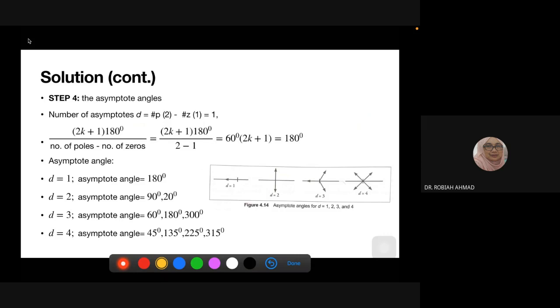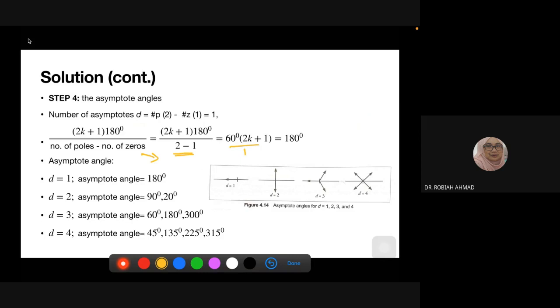Step 4 ini angle yang tadi ada yang bertanya. So kalau kita lihat di sini, we have 2 poles and then we have 1 zero. So our accepted angle is 180 degrees, satu sahaja. Okay, so nak tahu accepted angle ni, cuba tengok D. D tu refer to this one. Number of poles minus number of zeros. So macam dalam case kita yang ni adalah over 1.